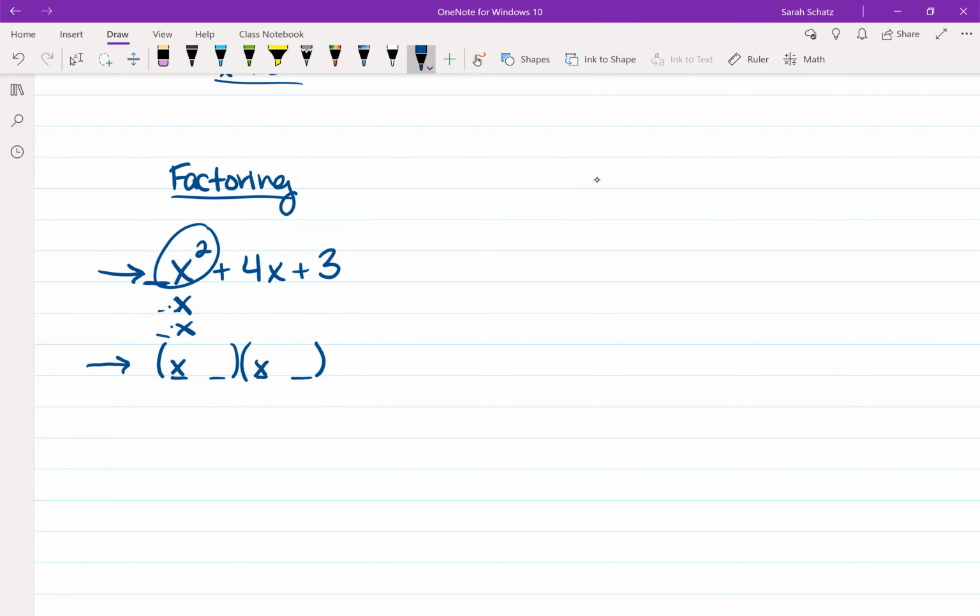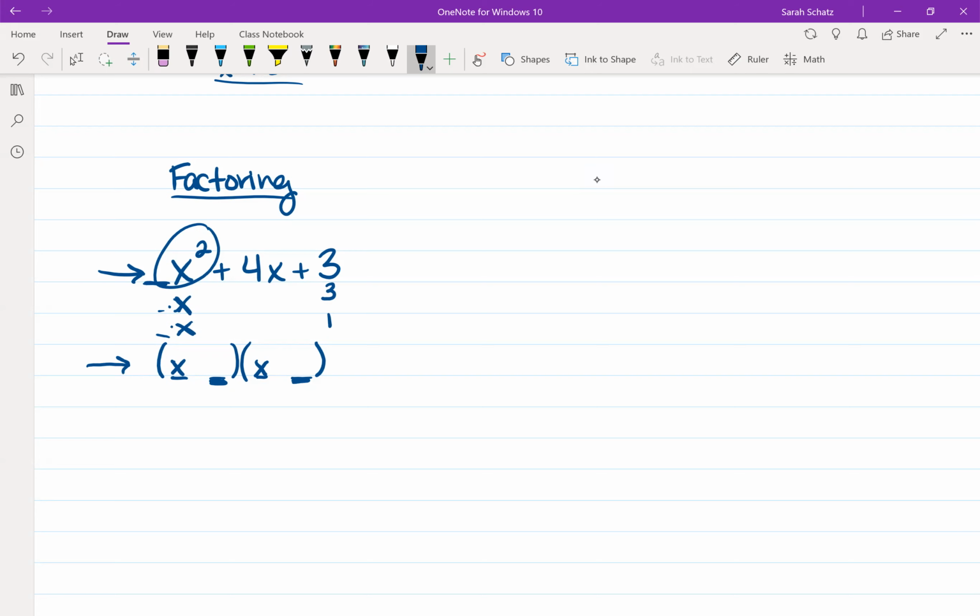Now, how do I find the last 2 terms is the question. Well, the last 2 terms, so this one and this one, are going to come from factors of your very last term. So this 3 in our case. Looking at this one, there's only one way to break up a 3, right? Because it's prime. It's just going to be 3 times 1.